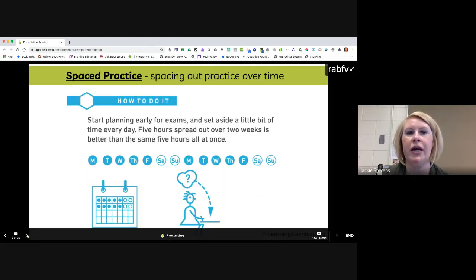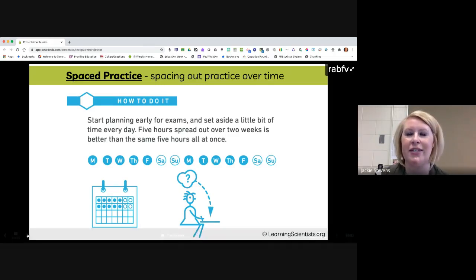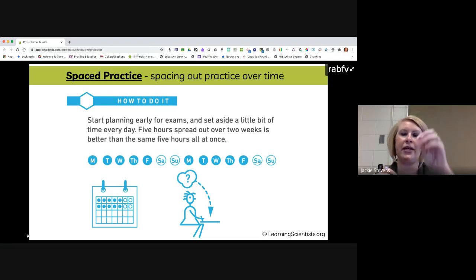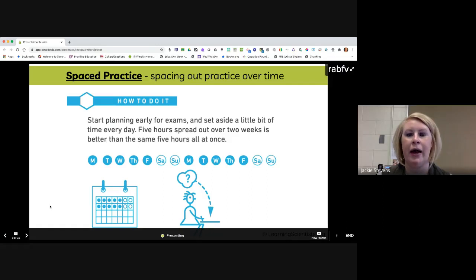Okay, the next strategy is spaced practice. Spaced practice is when you space out the practice over time. It is essentially the opposite of cramming; you never want to cram before something. Even though you think that has worked for you in the past, possibly when you were in college, it actually doesn't work well for long-term memory, whereas setting aside time and spacing out practice over time is a much better way to study.